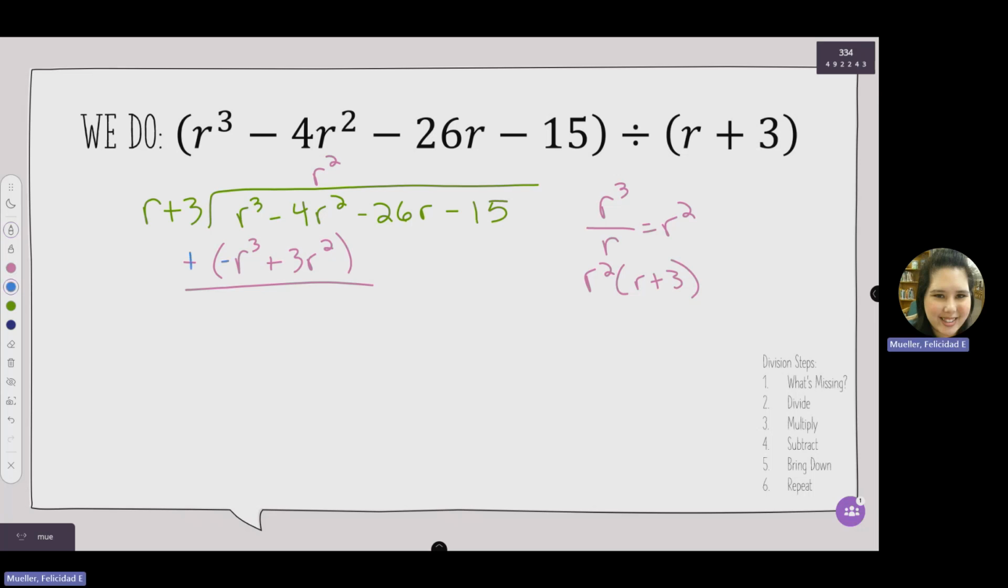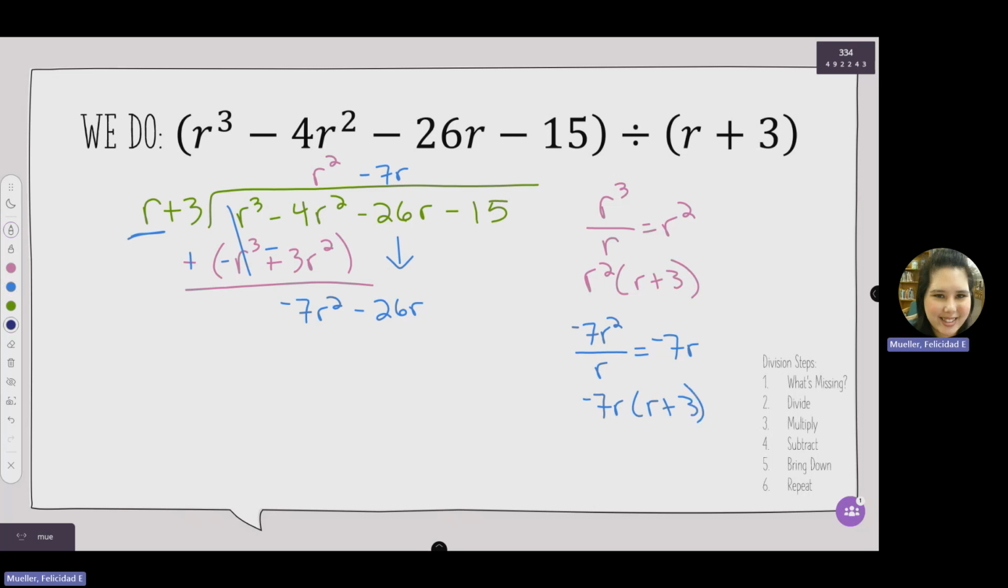Flip our signs, and our cubes cancel out, and we get negative 7r squared because negative 4 minus 3. Bring down the 26r. And now we're going to repeat. So we have negative 7r squared. And again, we're always dividing by r in this step, so dividing by r, we get negative 7r. So negative 7r is my new multiplier. So we're going to do negative 7r times r plus 3.